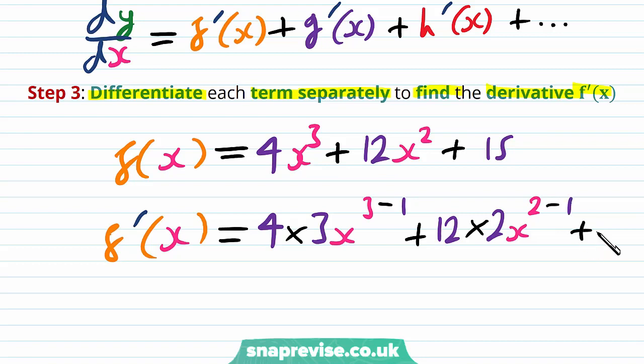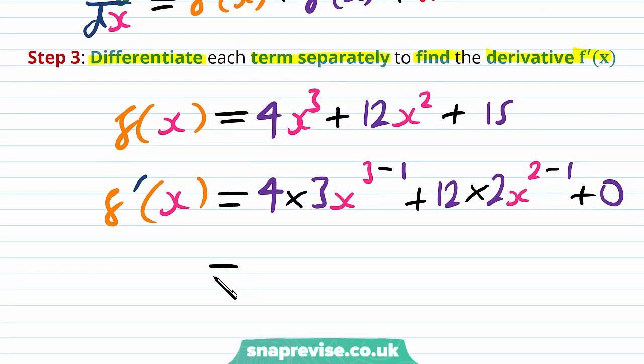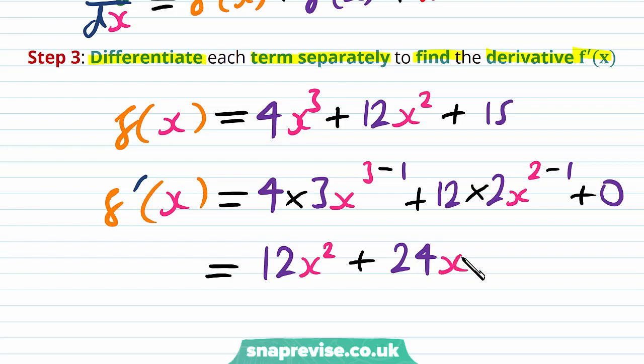So we get a plus 0, because 15 is a constant. All this is going to be is 12x squared, and then we have a plus 24x. And this is our derivative.